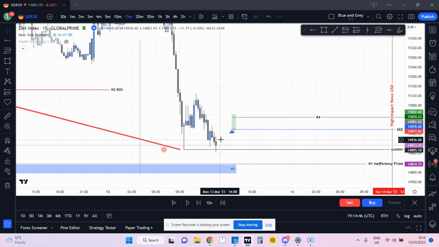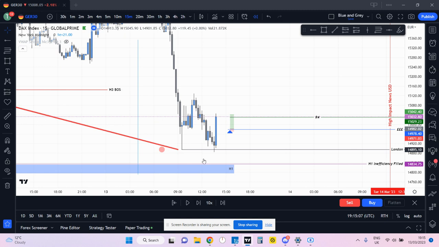So that's the first thing I'm thinking, I might be interested in a buy now. I've seen that we've got this London liquidity. You've got these people trying to buy this market up. Slowly but surely it's come down, wicked through it. It has actually rejected London's low, but it's also grabbed all the liquidity below. So now let's keep watching what happens on a 15-minute chart.